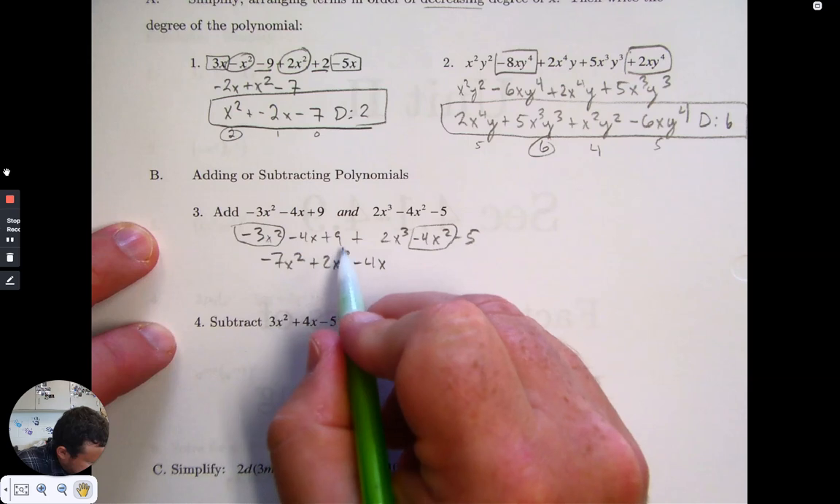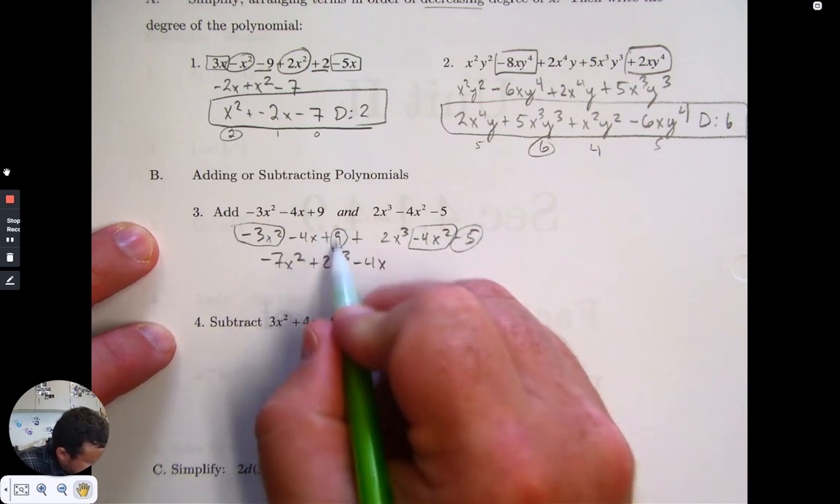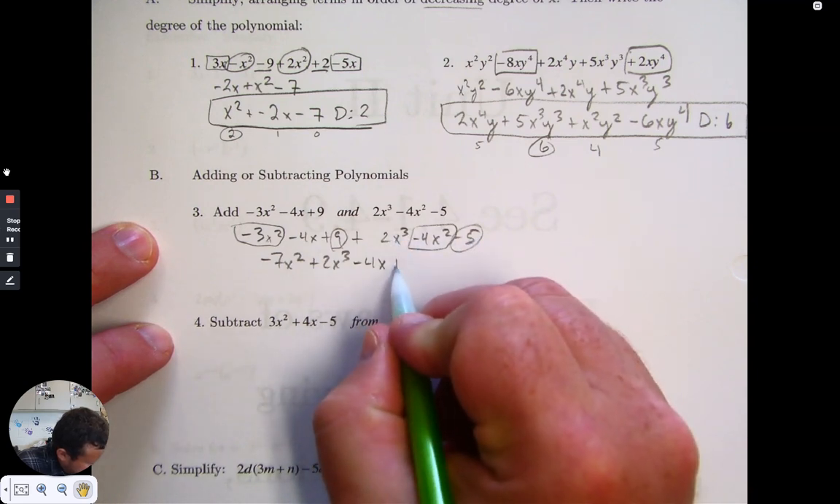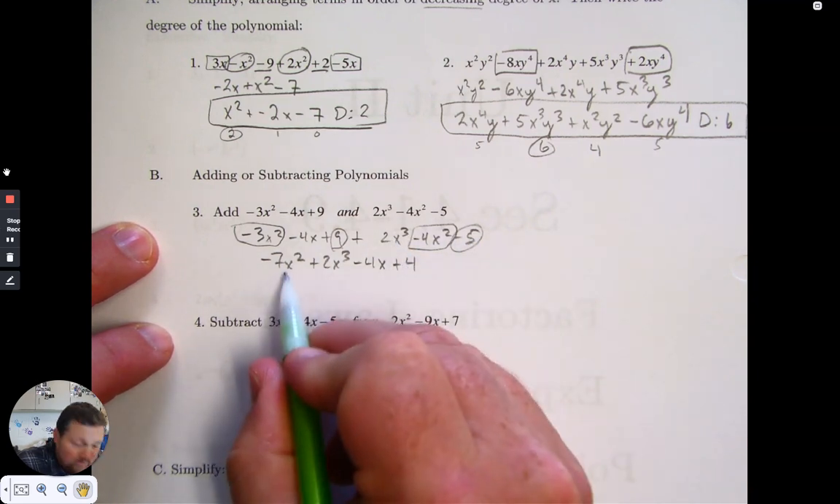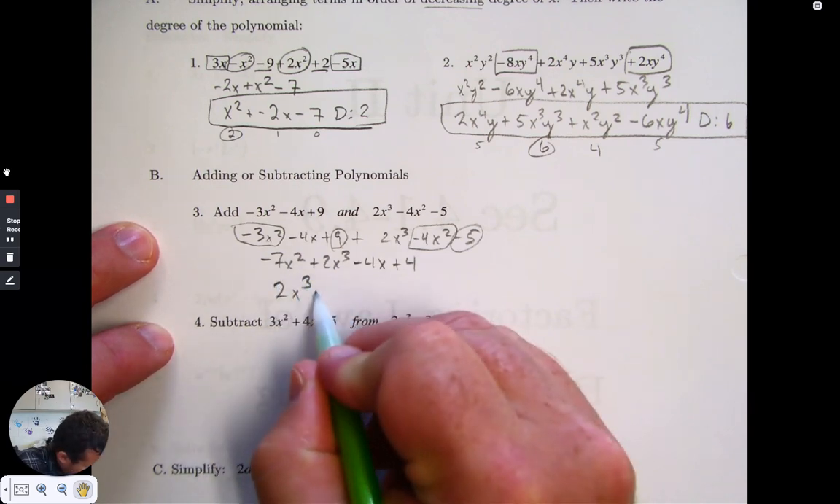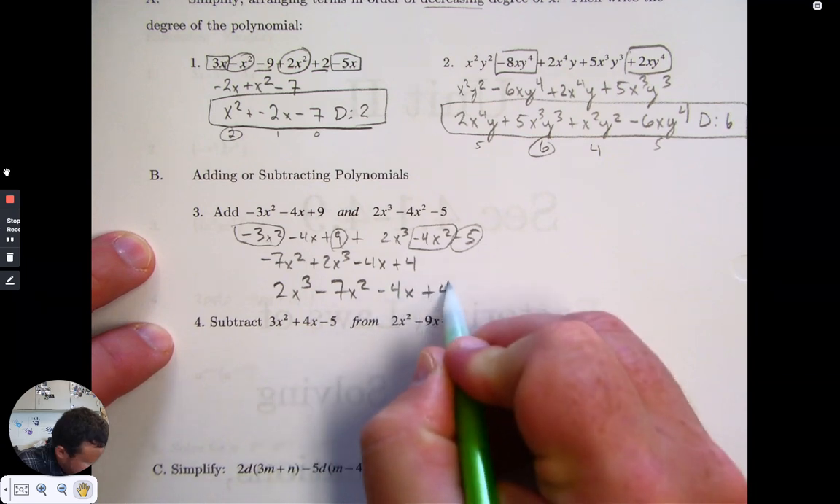And then our constants, we have this constant 9 here, we have a constant negative 5 here. So 9 and negative 5 gives us a constant of 4. Now we want to write these in descending order. So this is going to be 2x to the third minus 7x squared minus 4x plus 4.